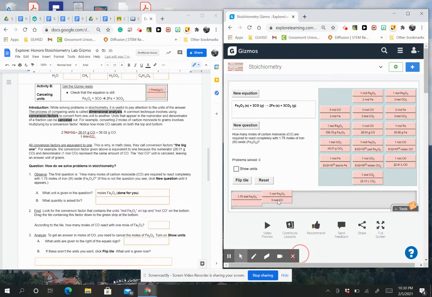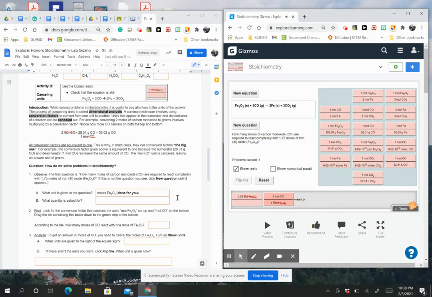This fraction right here has both carbon monoxide and iron(III) oxide. And I can look at my units, and my units show me moles of iron(III) oxide divided by moles of carbon monoxide. So that's not going to work because nothing canceled here. But by flipping the tile, you see that moles of iron(III) oxide are going to cancel, and you get moles of carbon monoxide. Then you want to go ahead and calculate 1.75 times 3 divided by 1, and then check your numerical answer right here, okay?